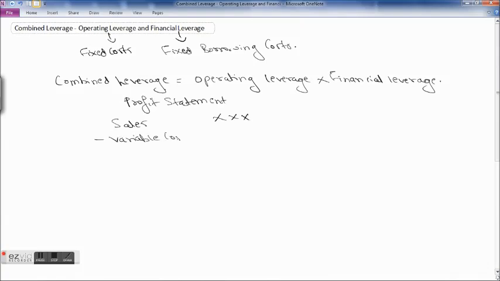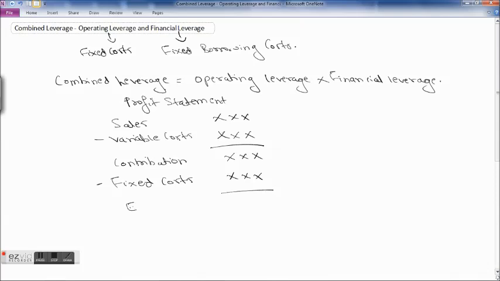Variable cost is the cost which increases or decreases per unit of production, so that is basically depending on your units of production. Then sales minus variable cost, you get contribution. Minus your fixed cost. Fixed cost doesn't change irrespective of change in the units of production, unless there is a change in the capacity of the factory. So fixed costs remain the same.